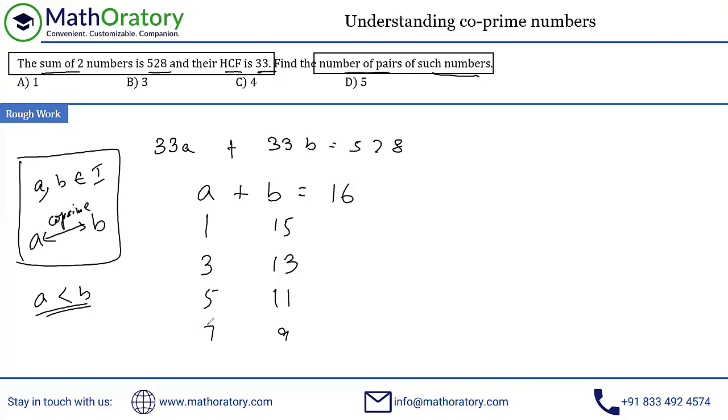And notice I stopped at the 7 because as soon as I move ahead of half of 16, A will become greater than B, right? So I stopped at something less than 8. So I stopped at A as 7. So these are the 4 solutions which are acceptable. So option C is our answer here.